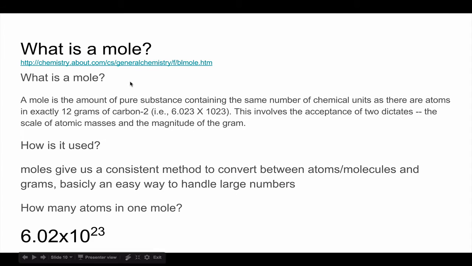A mole. We'll talk more about moles later on, but a mole essentially is a way for us to count atoms by measuring mass. Okay, so it's a quantity or an amount of something, and it has this gigantic number of 6.022 times 10 to the 23rd power. And it basically gives us this relationship between atoms and the mass of our atoms.